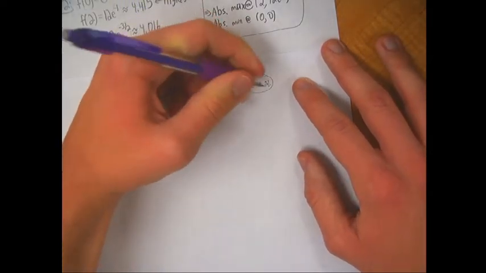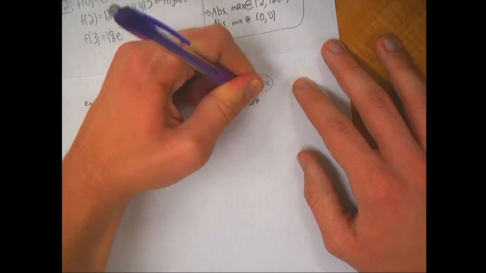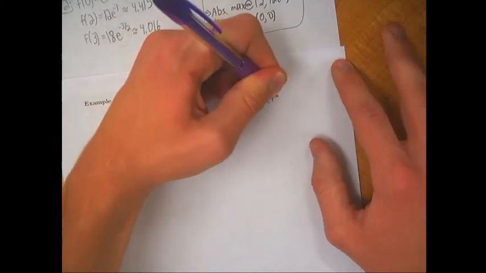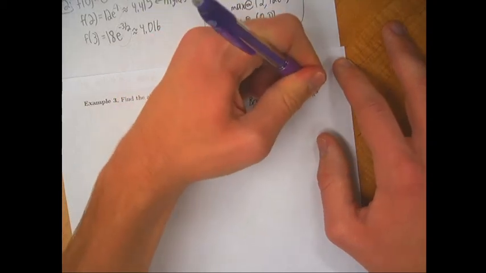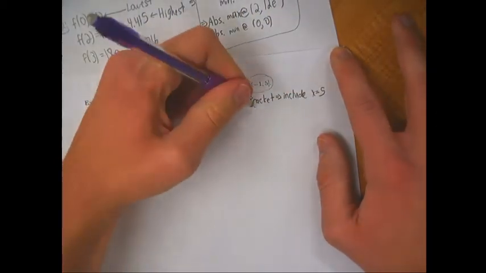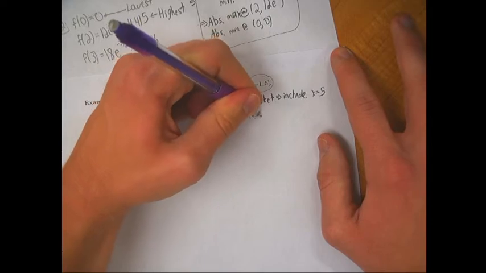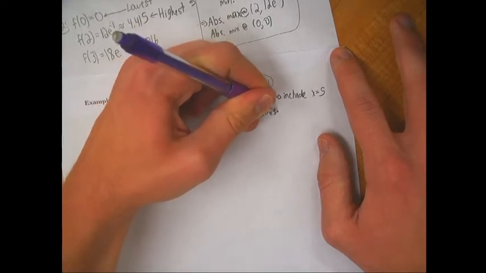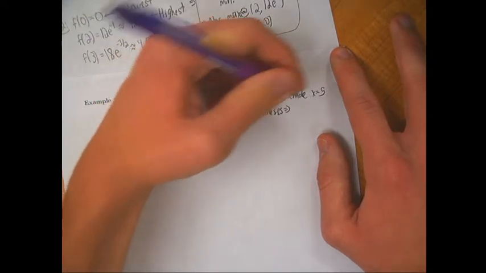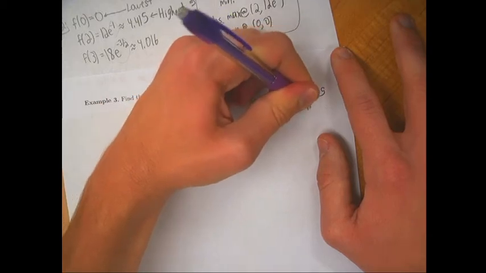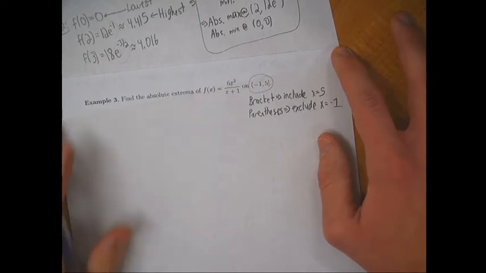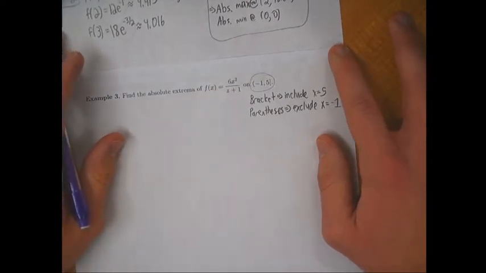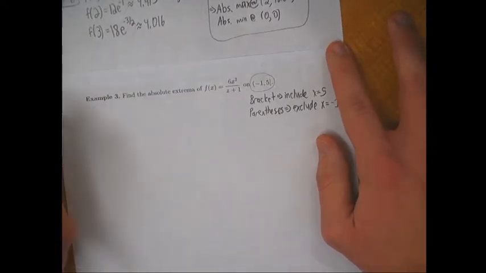So brackets imply include x equals 5, but parentheses imply exclude x equals negative 1. Okay? So that's all that says.